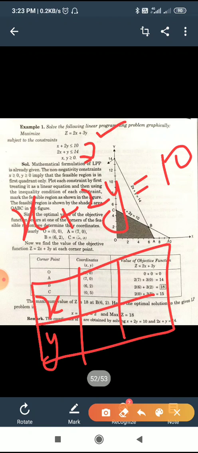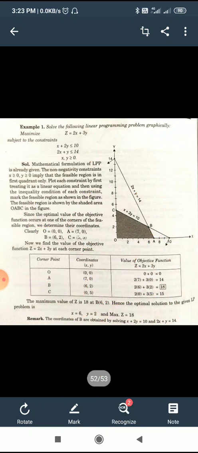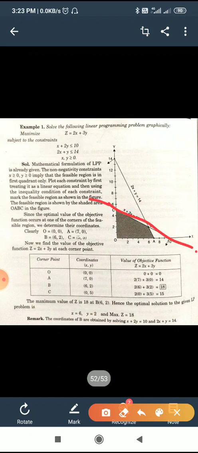First of all we put x is 0, then y is 5. If y is 0, then x is 10. Using these coordinates, we plot the line on this graph, and this line is this line. Similarly, we can plot the second restriction as a line in this graph.